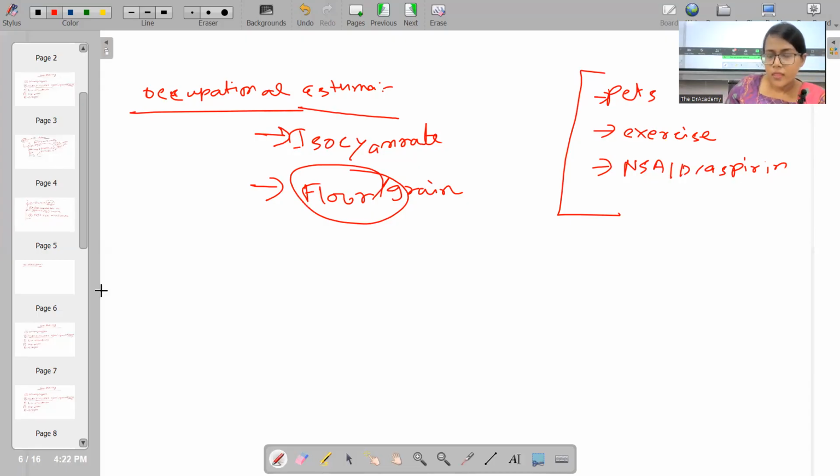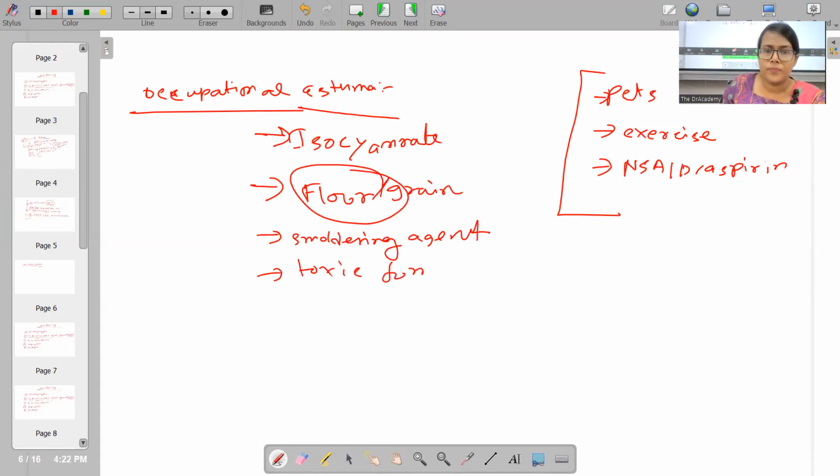Okay, so how do you diagnose? And there are some other important exposures as well. One of them is smoldering agents, or just toxic fume in general. But do not forget about isocyanate and flour, okay? Number two is how to detect whether this is a case of occupational asthma.